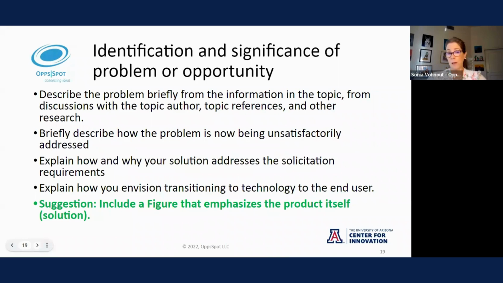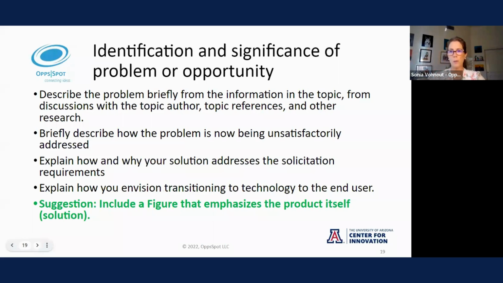Also define what the problem is briefly and how it relates to the topic or other topics out there based on what your research has shown and why the problem is not being solved satisfactorily to date, and how you're going to be addressing the solicitation requirements, and explain a little bit of how you're going to envision how you're going to transition your technology.